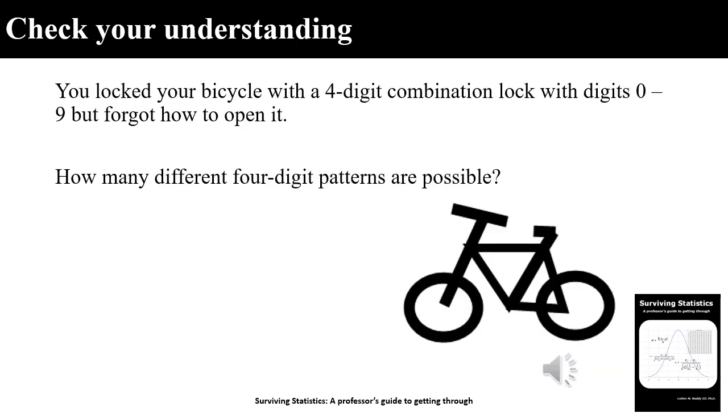All right, here's another example. Let's assume that you locked your bike up and it has a combination lock with 4 digits on it, and those digits can be from 0 to 9. So how many 4-digit patterns are possible? And are we going to use the combination formula with the combination lock or the permutation formula?